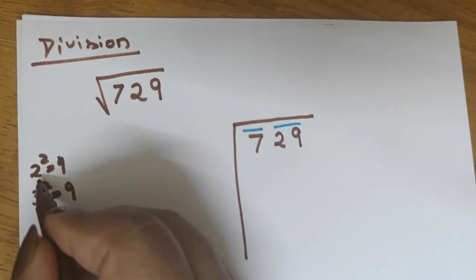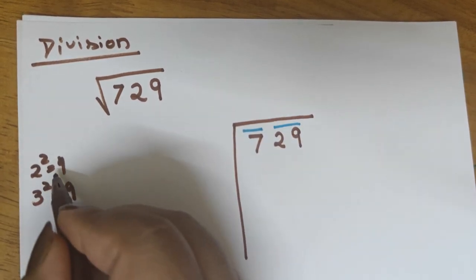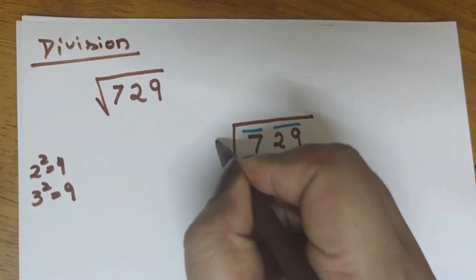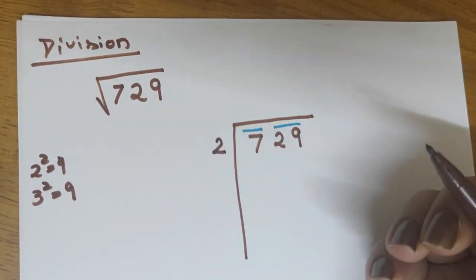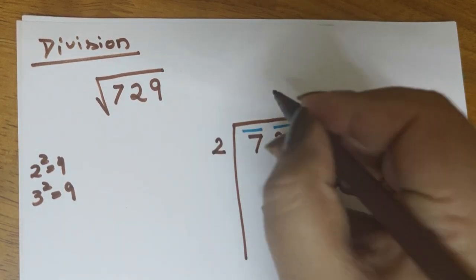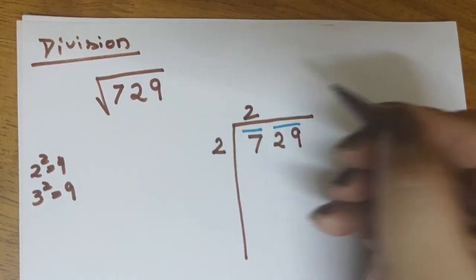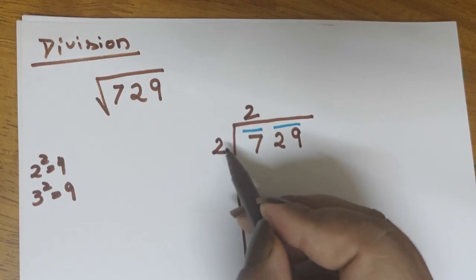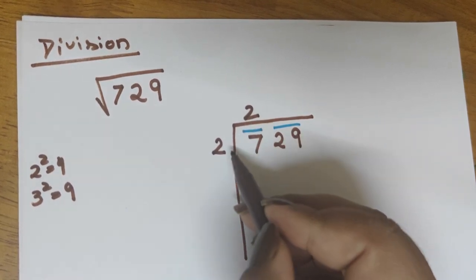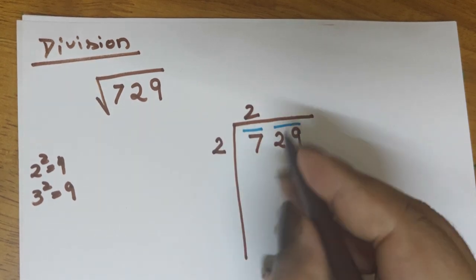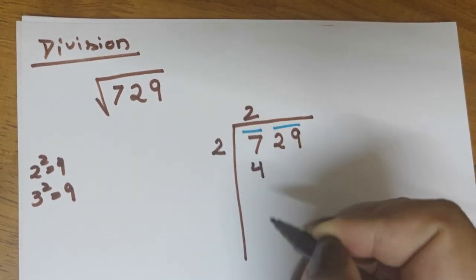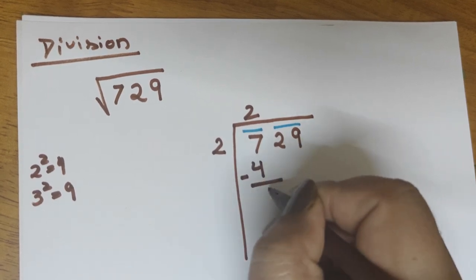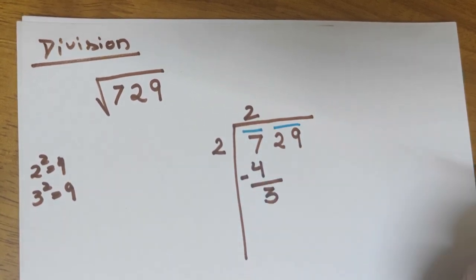So which one will we use? We will use 2. We are going to place 2 here and here. So 2 is both divisor as well as quotient. Now 2 2s are 4. We are going to subtract it and we will get the answer as 3.